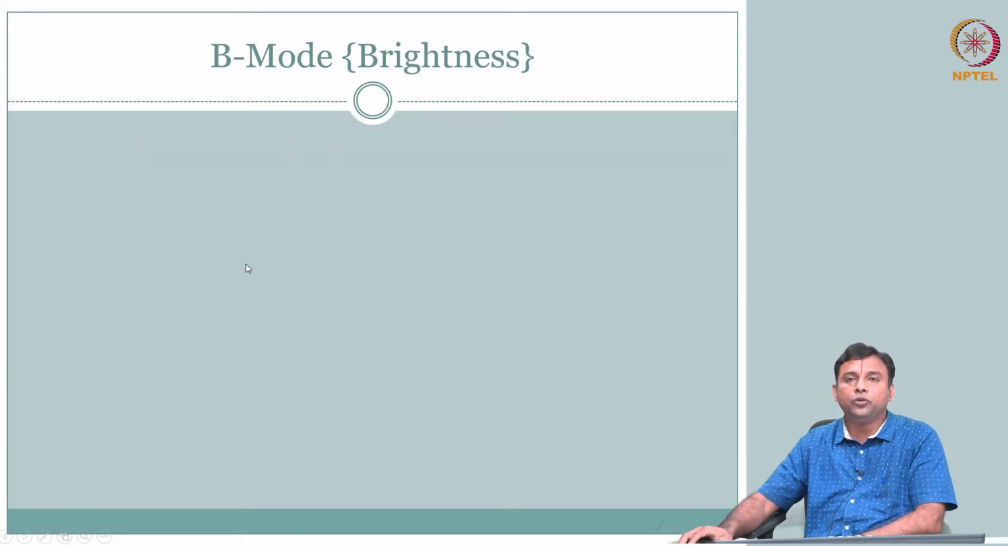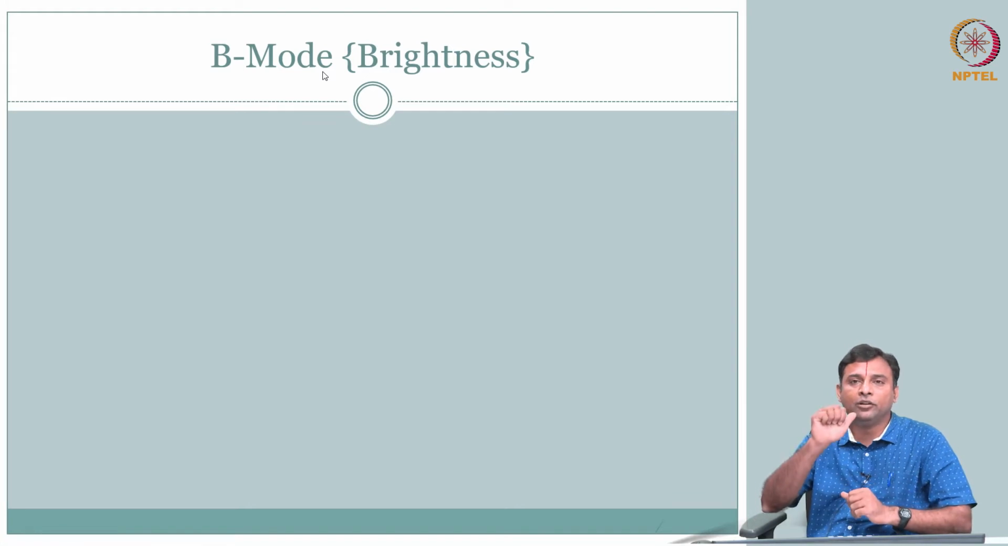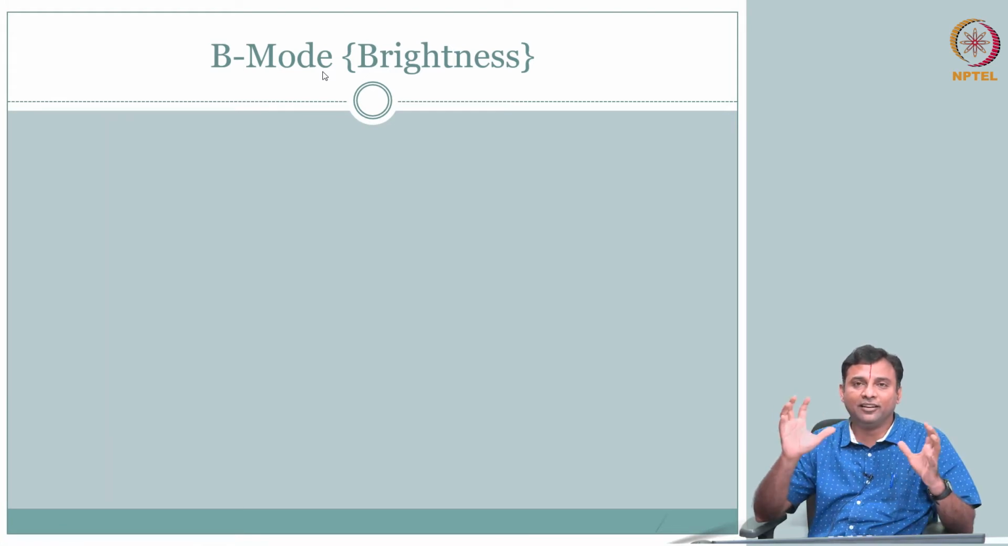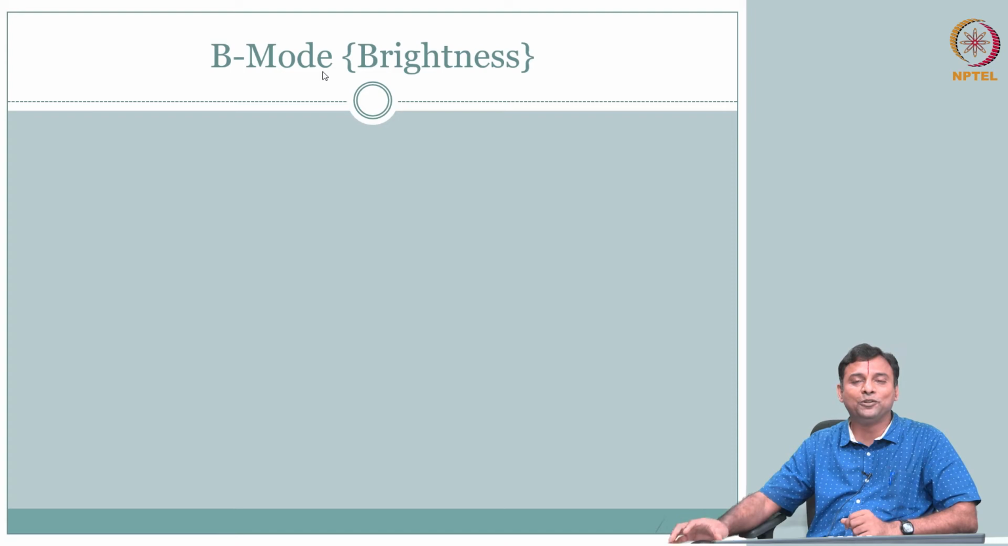Most powerful use will be what we call brightness mode, or B mode. This is the sonogram, this is the typical image, the baby sucking the finger, that you see for ultrasound. That is a brightness mode. Like I said already, in M mode I just pointed out. What is that brightness mode?